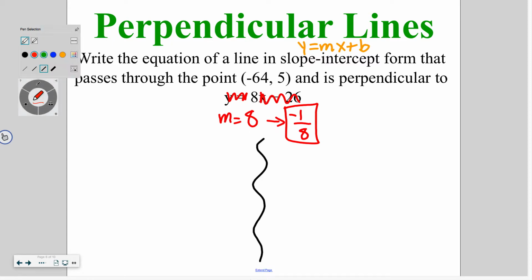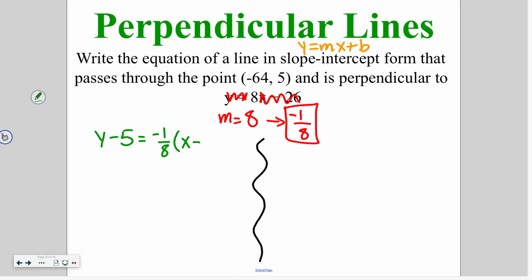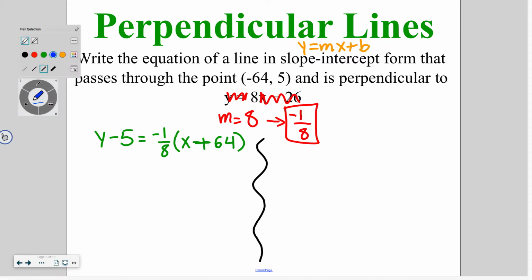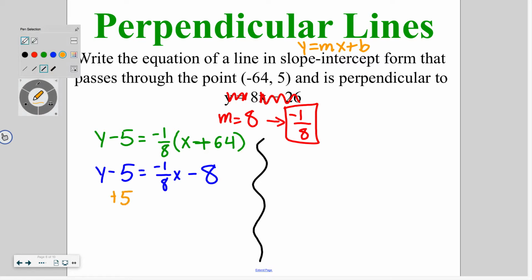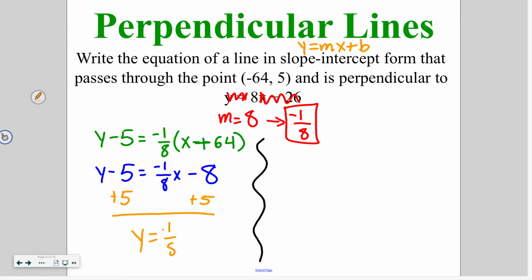Our first option is to use our point-slope format. So I've got y minus 5 is equal to -1/8 times x minus -64, minus negative turning into positive. Then I go ahead and distribute, and I get y minus 5 is equal to -1/8 x minus 64 times 1 is 64 divided by 8 gives me -8. Then I need to isolate my y, so I'm going to add 5 to both sides, giving me a final answer of y is equal to -1/8 x minus 3.